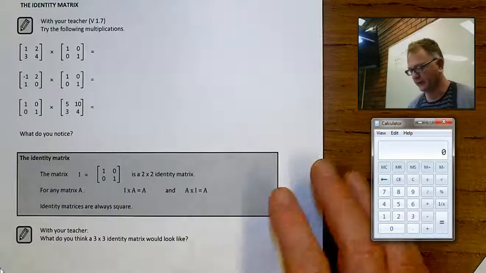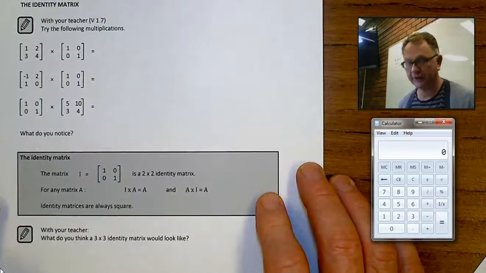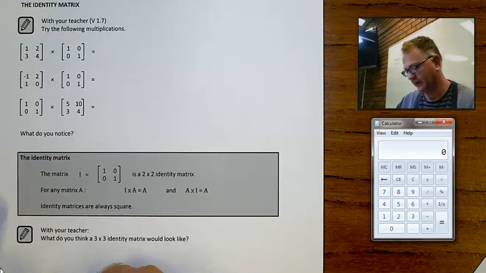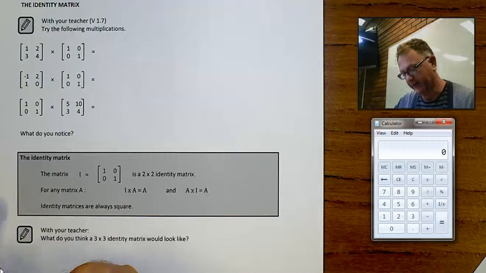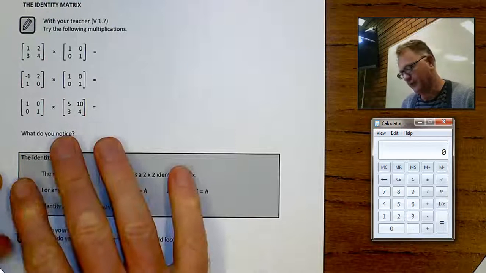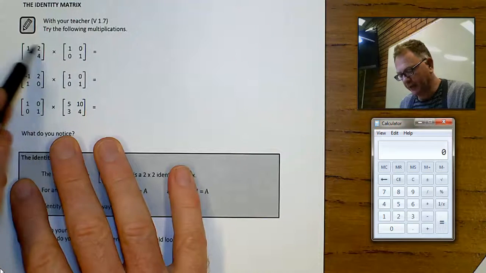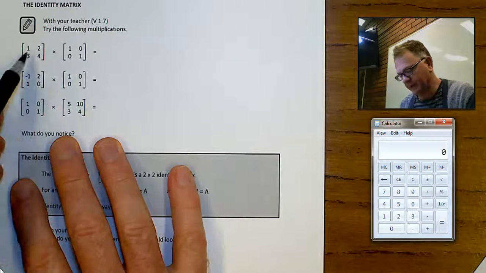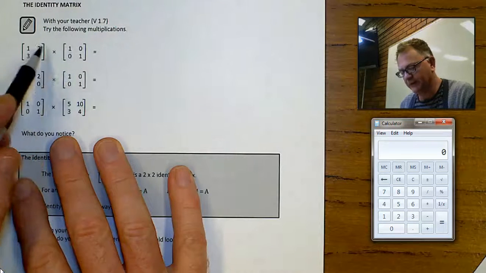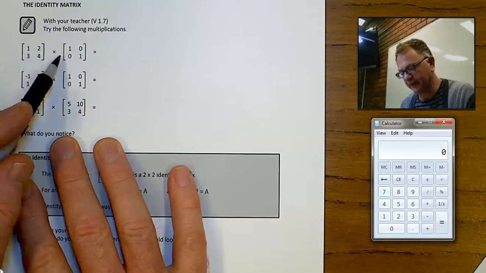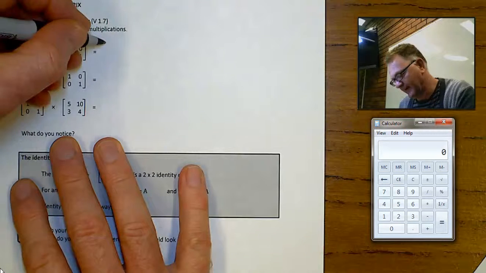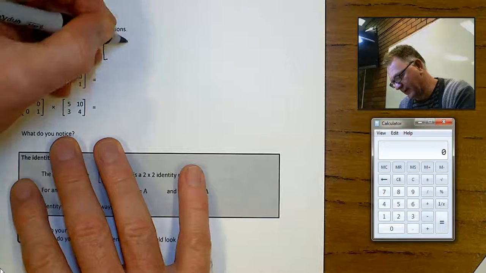In this tutorial we're looking at a special matrix called the identity matrix. We have to multiply, and there's some examples here, so let's start. We've got to multiply out this by this, so we multiply rows by columns. 1 times 1 plus 2 times 0 is going to give me a 1.